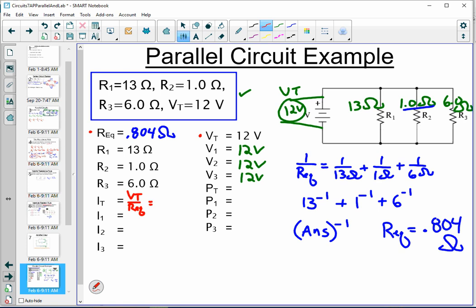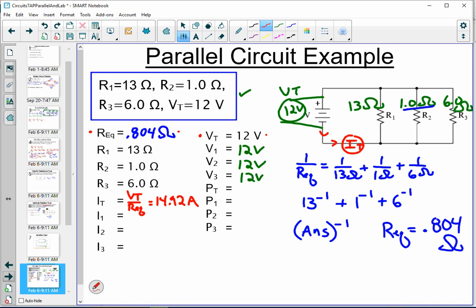When you do the 12 volts divided by 0.804 ohms, you will get 14.92 amps. That's a lot of current. That is the total current leaving the battery, which if we put in a meter, we would install it right there to measure the 14.92 amps. It's still the total current because the current has not encountered its first branch yet.